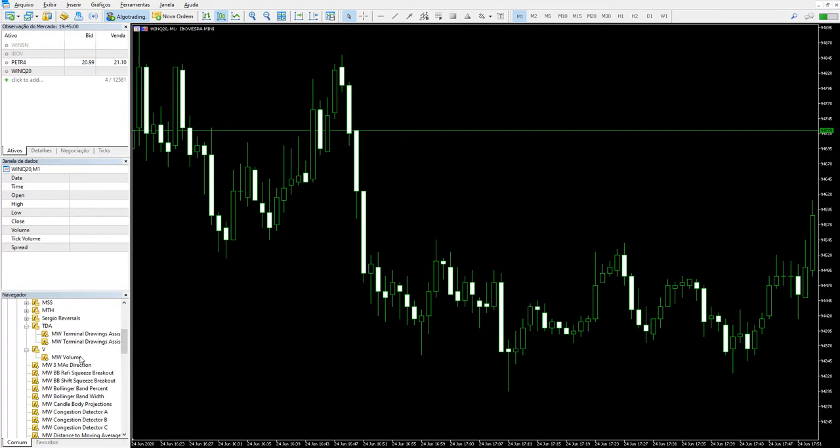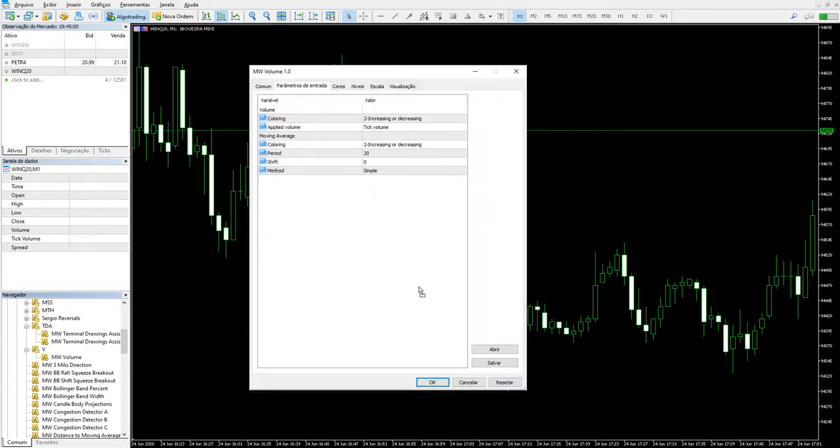So after downloading it, made drag and drop as always. Here's a list of parameters. Here are the volume parameters and the moving average parameters. Some of them are very basic and common, such as period, shift, method. Also the applied volume parameter, nothing special here. What is actually different is this coloring, the algorithm you'll be using to do the coloring.